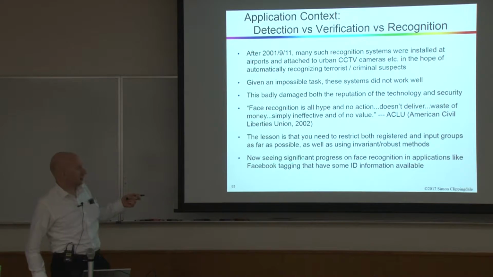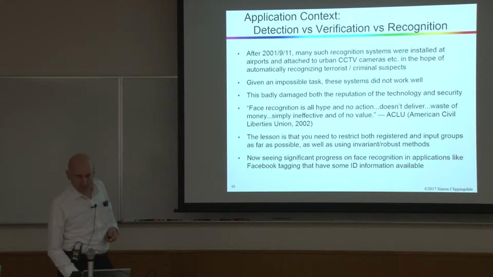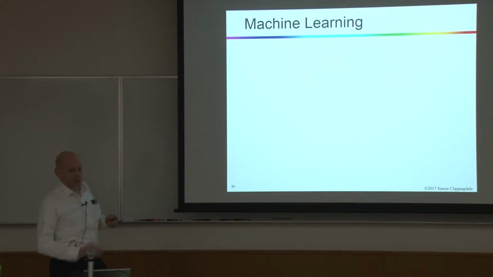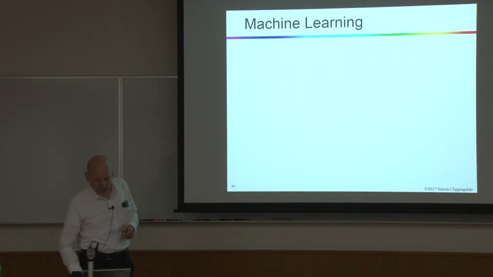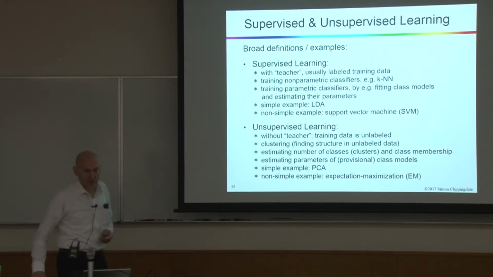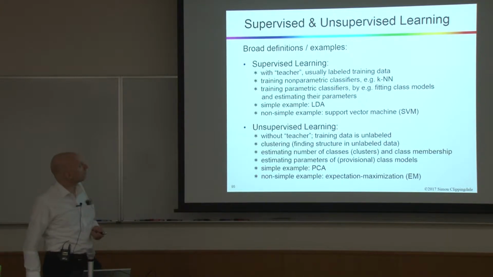Now we are seeing some pretty significant progress on face recognition. Applications like Facebook tagging, you've already got a big labeled data set, and some of the newer learning methods can deal very effectively with that kind of data. And which brings me nicely onto machine learning, which is the final section in this course.